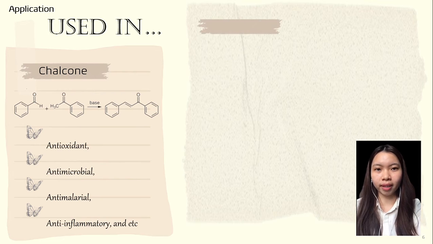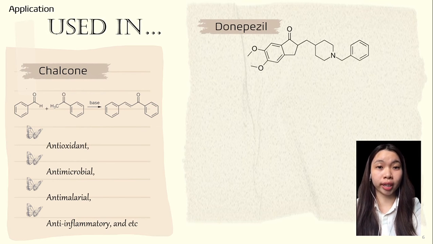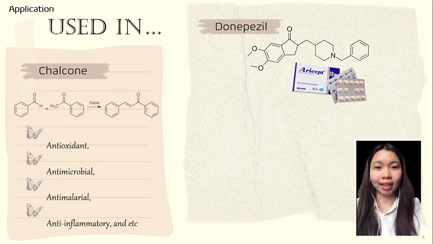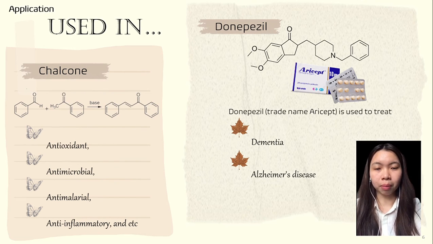Secondly is donepezil, which is also called by the trade name Aricept, used to treat dementia, a brain disorder that affects the ability to remember, think clearly, communicate, and perform daily activities, in people who have Alzheimer's disease, a brain disease that slowly destroys memory and the ability to think. Donepezil works to improve mental functions such as memory, thinking clearly, and performing regular daily activities.